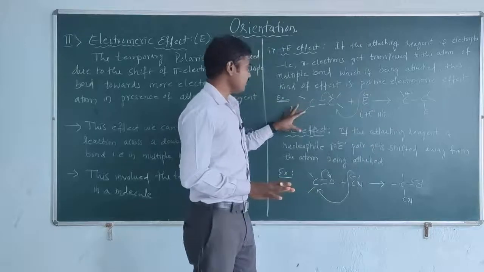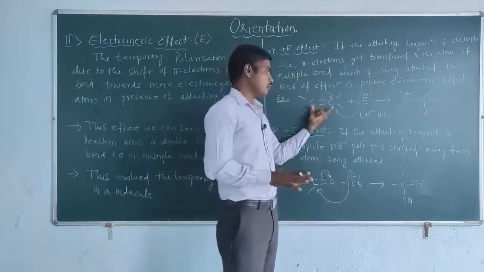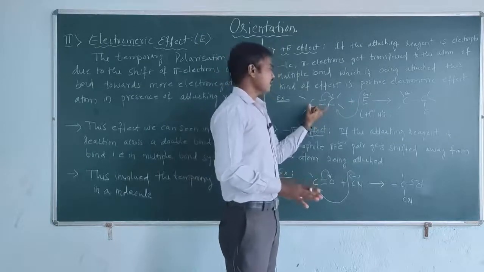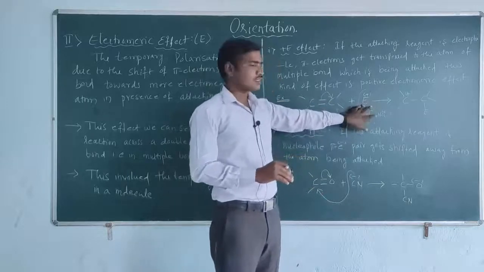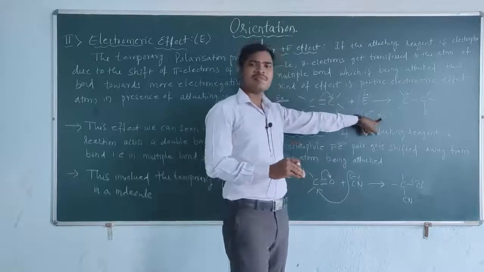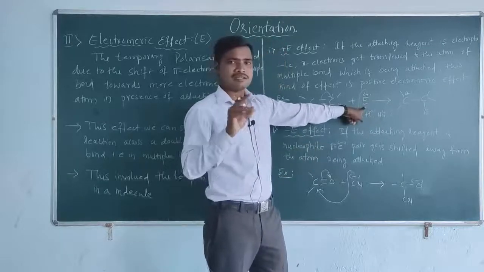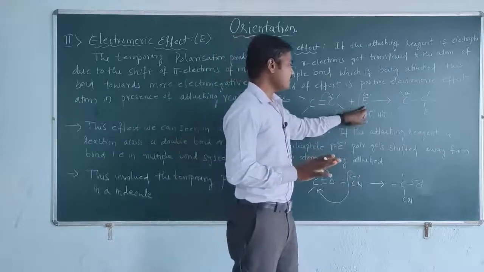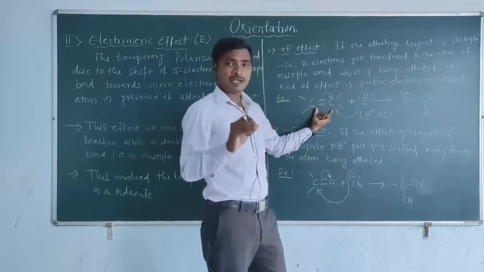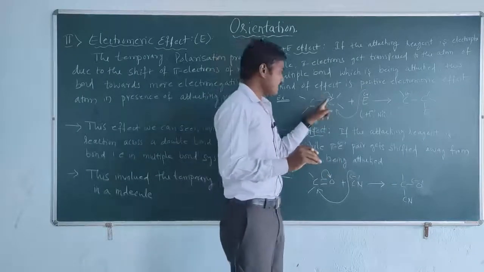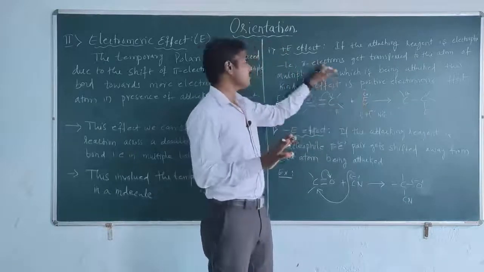If we take this example, I have taken here the general example, a double bonded molecule. Whenever the double bonded molecule is attacked by an electrophile, that may be H plus or Na plus. I have taken the two examples and here in general, that is E plus. So whenever E plus attacks the double bonded molecule, the shifting of pi electrons takes place towards the atom where the electrophile attacked. So that is the plus E effect.